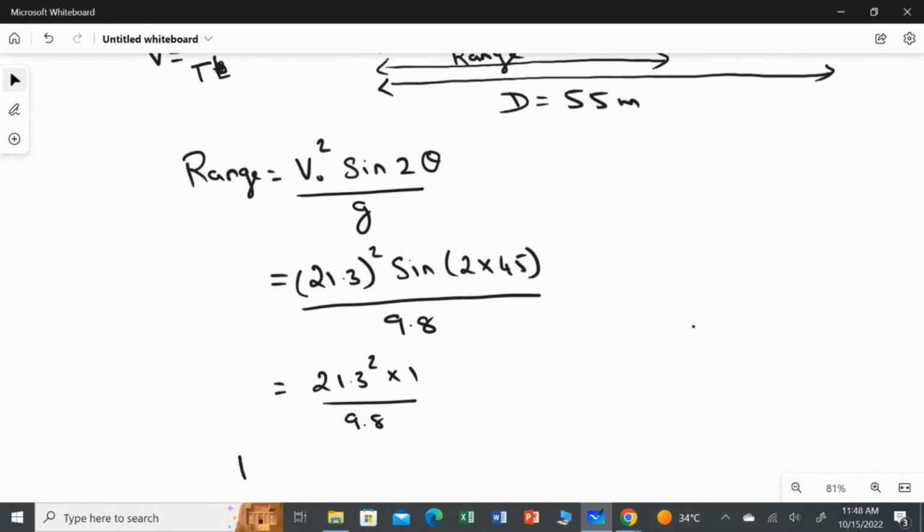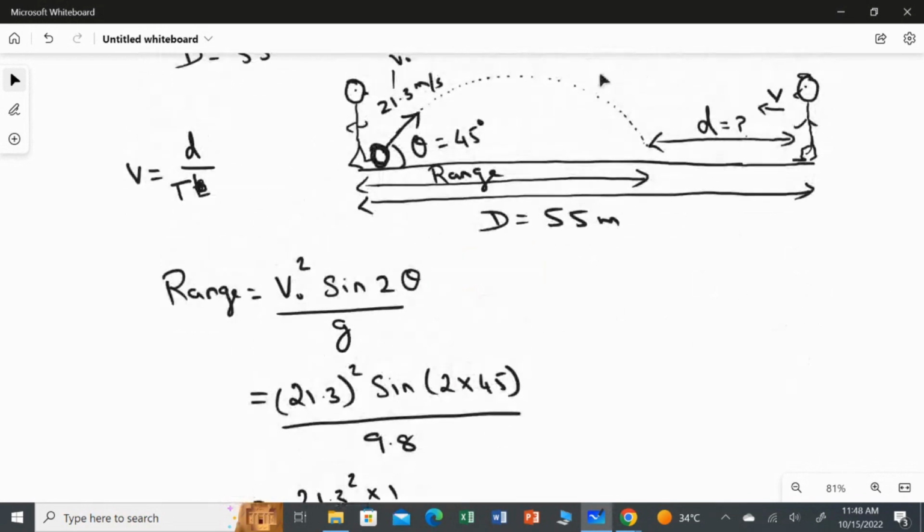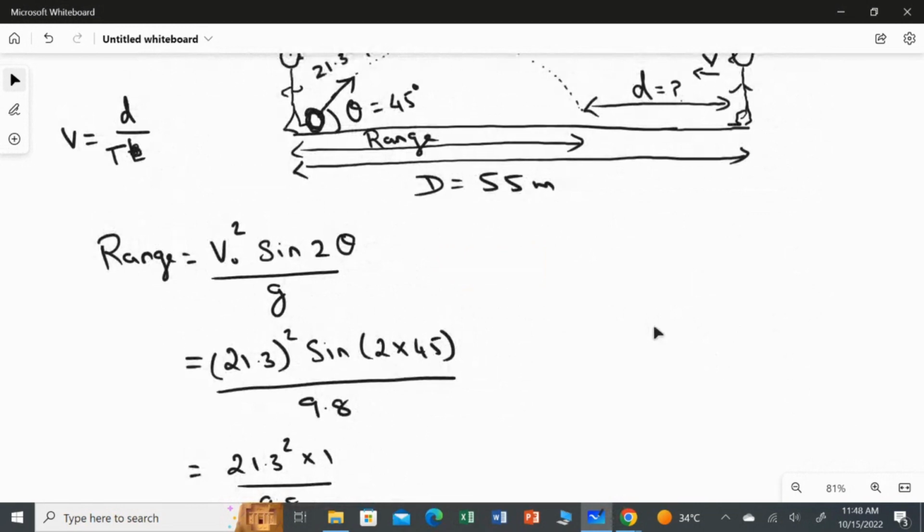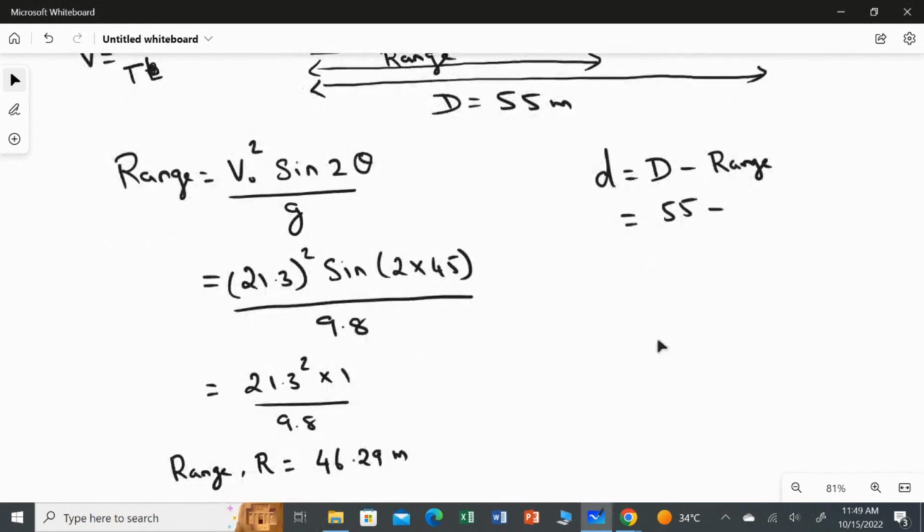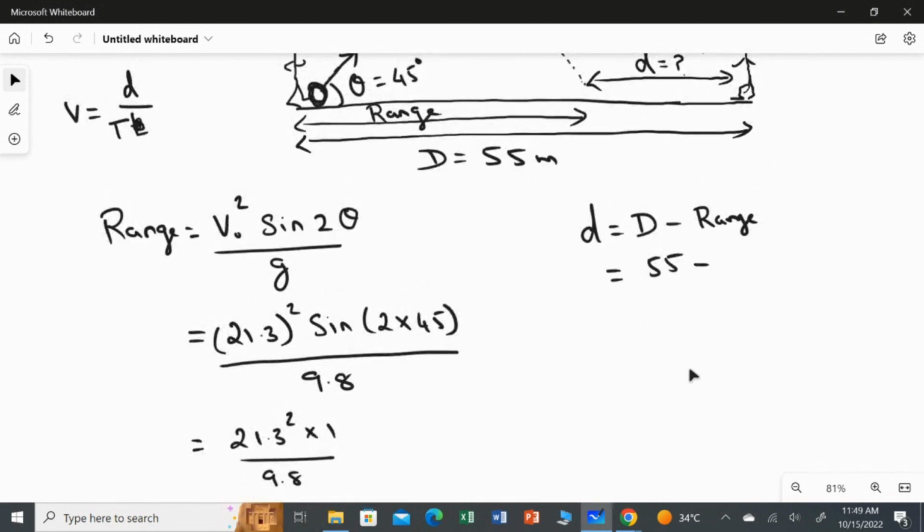So the range R is equal to 46.29 meter. Now we can easily find the value of small d. How can we find it? If you want to find the value of small d, we have to subtract the range from capital D. So what is our capital D here? 55 minus what is our range? Our range is 46.29.